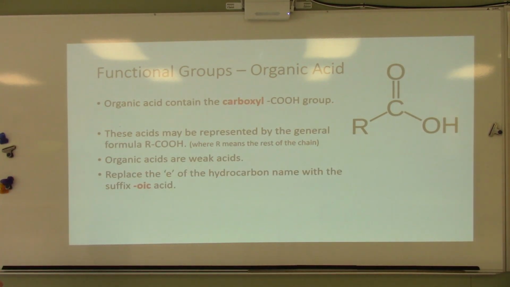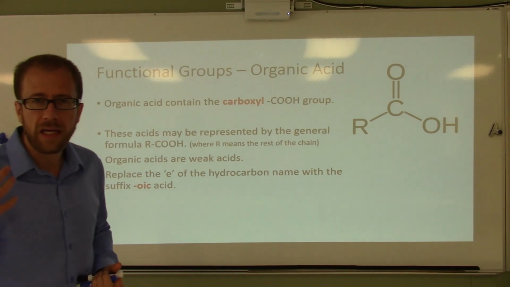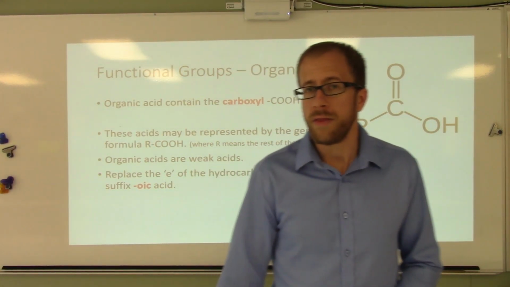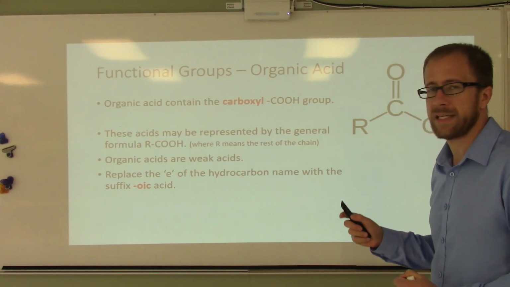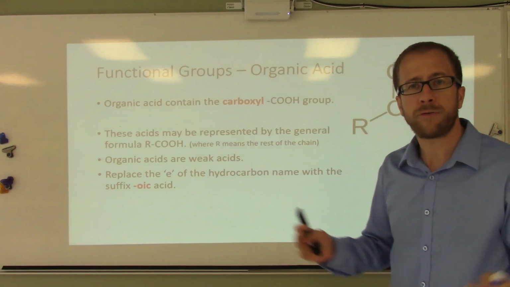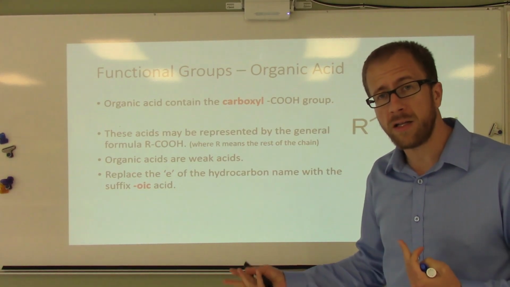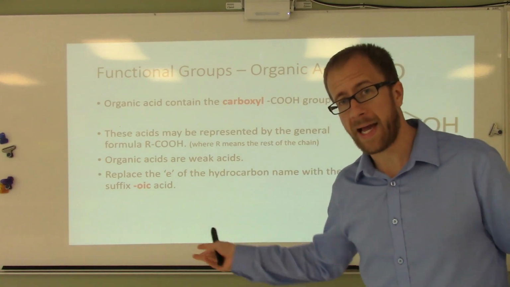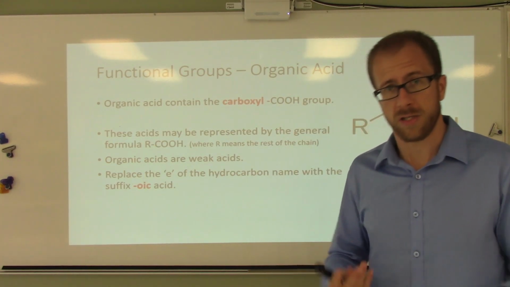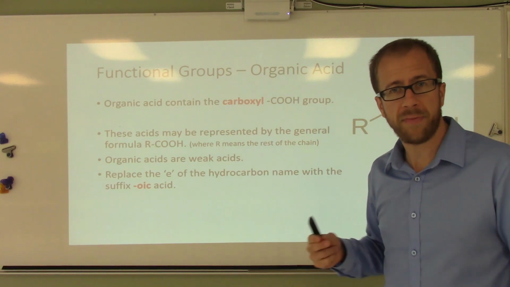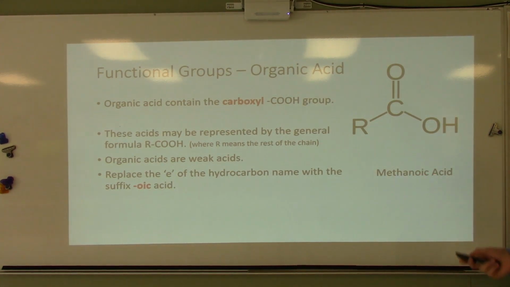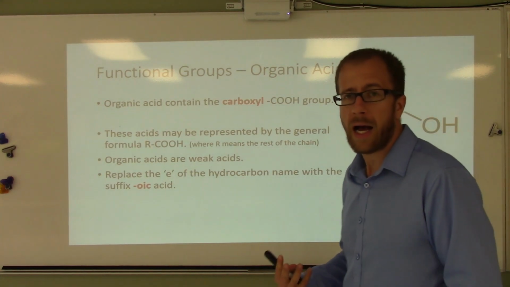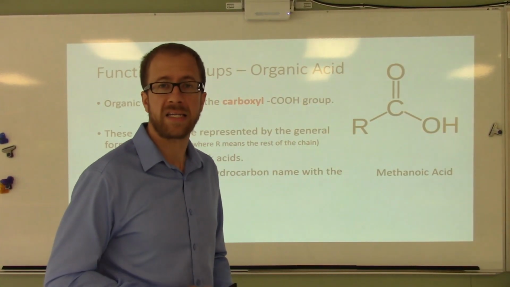So, in carboxylic acid, the suffix for this functional group is oic acid. So if we had a 5-carbon chain, for example, with that carboxylic group, that would be pentanoic acid. Maybe it's just a 2-carbon chain, so it's ethanoic acid. You get the idea. This one here is as simple as it gets. So if this R group here was just a hydrogen, that would be methanoic acid.